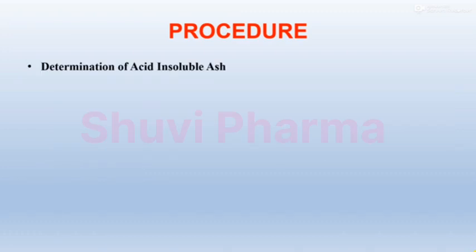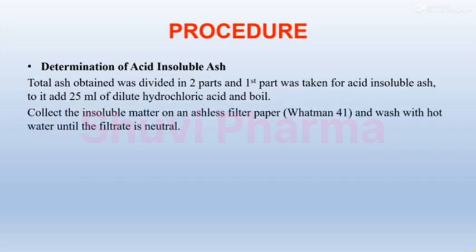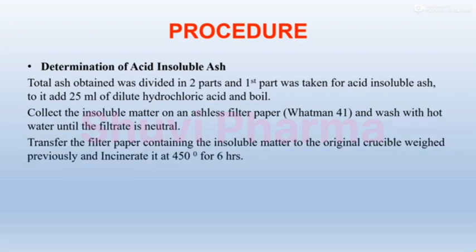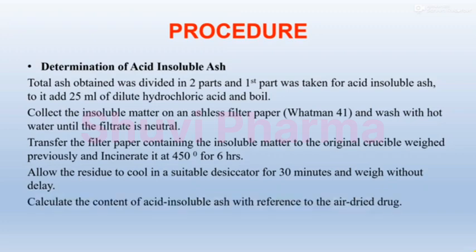Here is the procedure for determination of acid insoluble ash. The total ash obtained was divided in two parts. The first part was taken for acid insoluble ash. To it, 25 ml of dilute hydrochloric acid was added and it was boiled. After boiling, collect the insoluble matter on an ashless filter paper and wash with hot water until the filtrate is neutral. Then transfer the filter paper containing the insoluble matter to the original crucible weighed previously and incinerate it at 450 degrees for 6 hours. Allow the residue to cool in a suitable desiccator for 30 minutes and weigh without delay. Calculate the content of acid insoluble ash with reference to air dried drug.